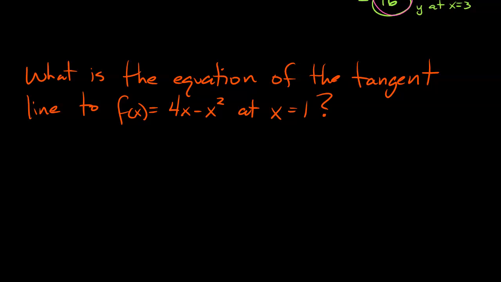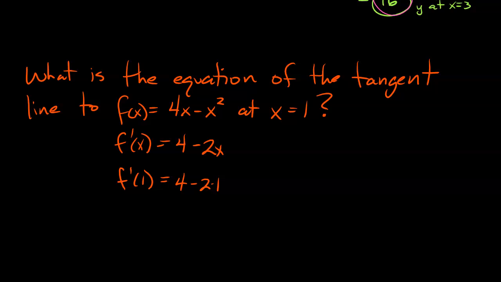Okay, so find the derivative. Okay, so the derivative would be 4 minus 2x. Okay, excellent job. Jack, any thoughts as to where to go from here? But you're correct. Okay, so plug into the derivative. Okay, so f prime of 1 would be 4 minus 2 times 1, which would be 2. Okay?